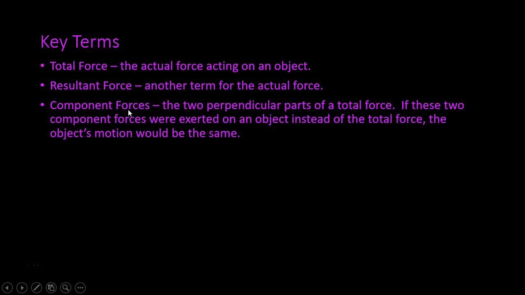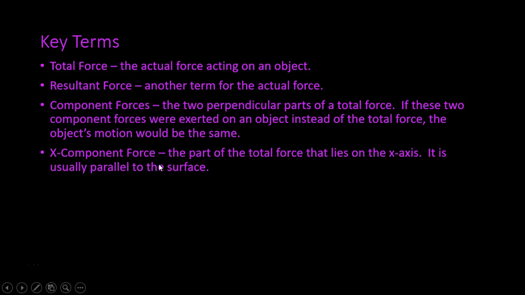Then we have our component forces, and these are two perpendicular parts of a total force. So for instance, if in this example the force was me pulling a rope up and to the right, one component of the force would be horizontal to the right, and the other component would be vertically up. And what's important about these component forces, if these two component forces were exerted on the object instead of the total force, the object's motion would be the same. What's important about this is that we can break down a force that's at an angle, we can break it down into its force in the vertical dimension and its force in the horizontal dimension.